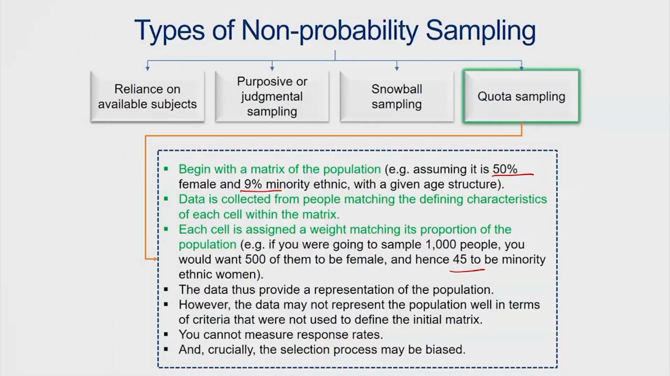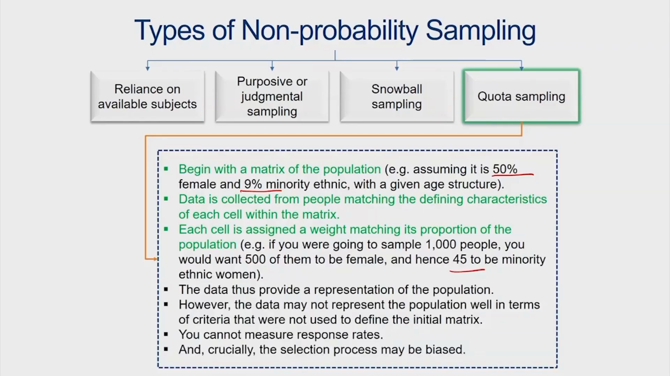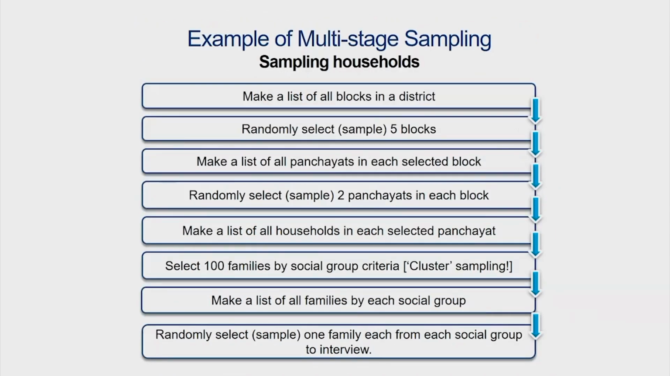So, you are trying to represent the entire population in the sample. However, the data may not represent the population well in terms of criteria that were not used to define the initial matrix. For example, there may be various other characteristic features, identity related characteristic features which we might not have considered in the matrix, and that might result in some kind of a bias in the study that we are carrying out. Also, you cannot measure response rates, and crucially the selection process may be extremely biased as far as the sample drawing is concerned. These are some examples of the multi-stage sampling method.